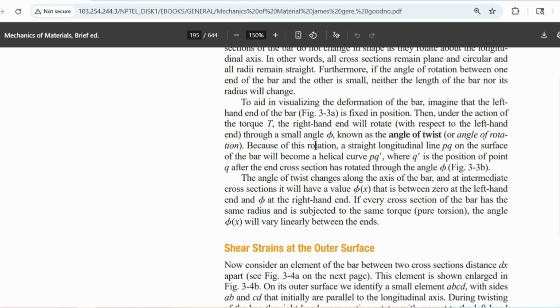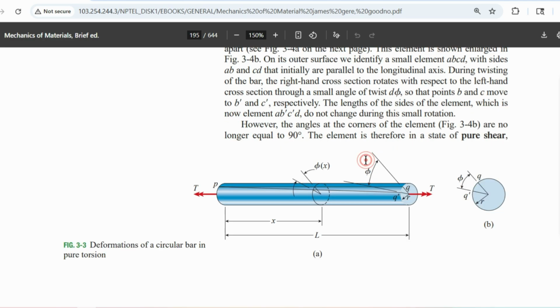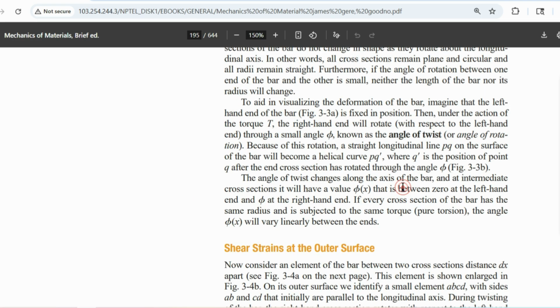Okay, so we have this idea that the rotation becomes helical, and I think we can agree with that. Fix this end, and I could rotate this one whole revolution. This line starts here, and then has to curl around, and then meet right back up. So that is the helical shape.